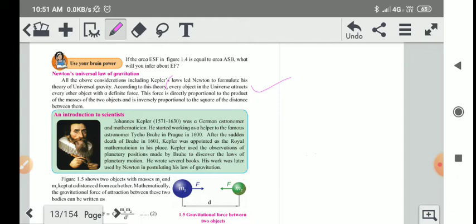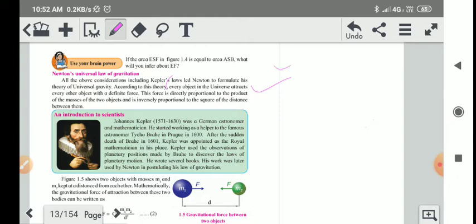According to this law, Newton studied Kepler's three laws, and based on them, Newton gave the law of universal gravitation: every object in the universe attracts other objects by a definite force of attraction, and that force is directly proportional to the product of the masses of the two objects, and inversely proportional to the square of the distance between them. So consider, suppose two objects in the universe.